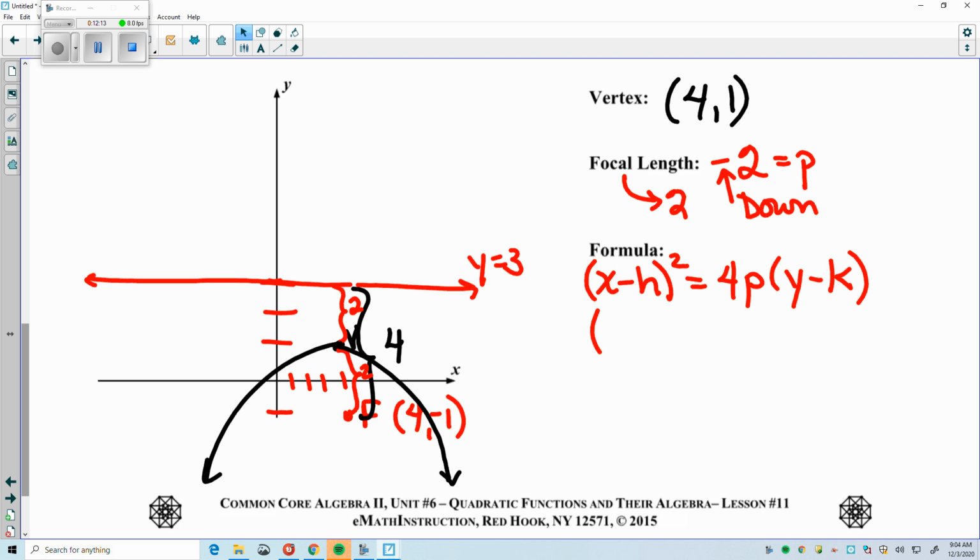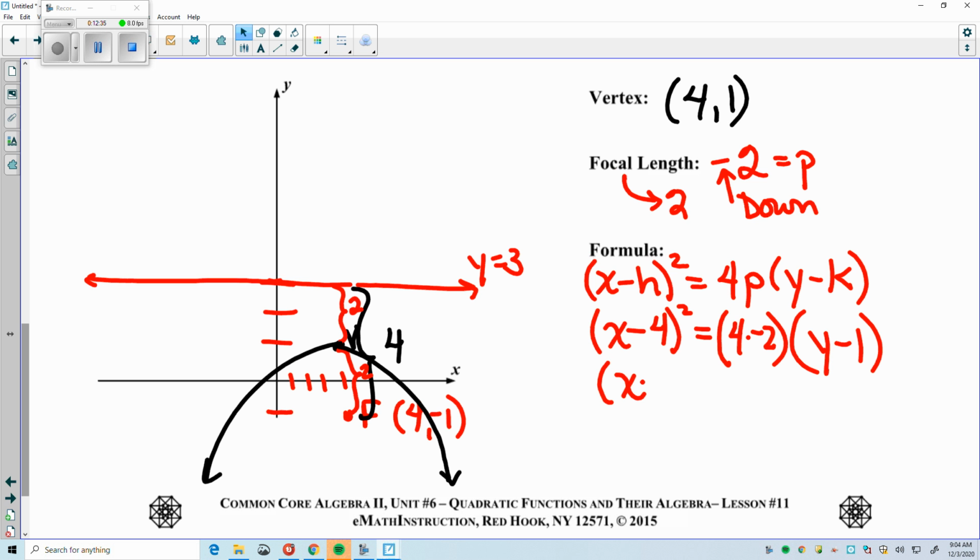Okay, so if we plug this in, we're going to have (x minus 4) squared is equal to, okay, so watch your signs. I have to say 4 times -2. That's where you'd have to remember to put the negative in if you didn't tell me that up here. And then I'd have (y minus k). Okay, so we simplify. And now I'm just going to leave this as x minus 4. I don't have to expand that out. I lied. We do. I'm kidding. We do have to expand that out.